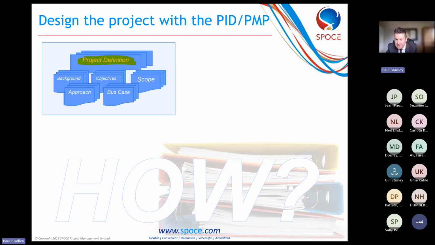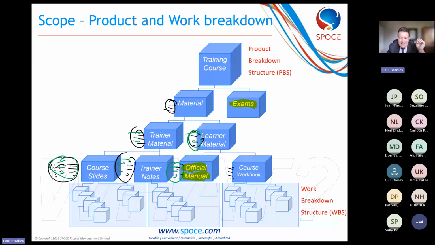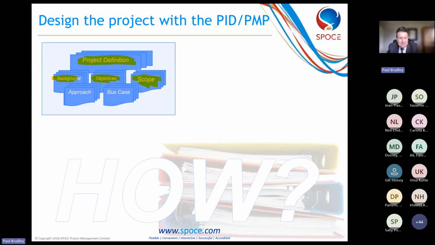But also, what it does is enable me to understand what the background of the project is, what the objectives are. I've got the scope of the project, and the scope of the project comes directly from here. Okay, the product breakdown and the work breakdown structure. So I'm putting that into my PID as well. Fantastic.